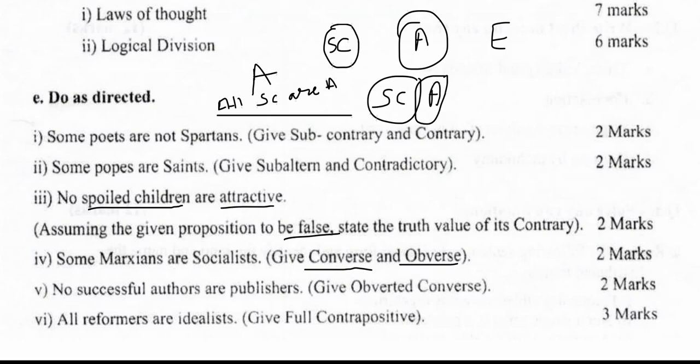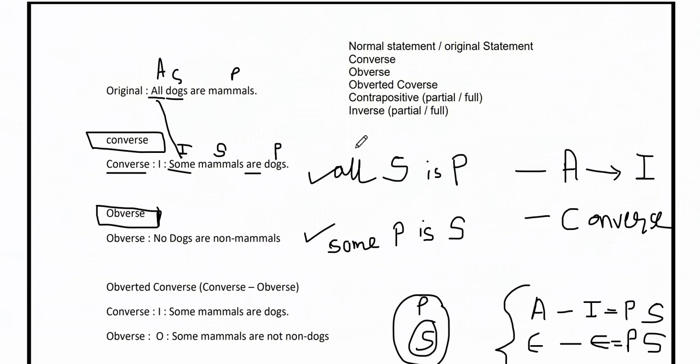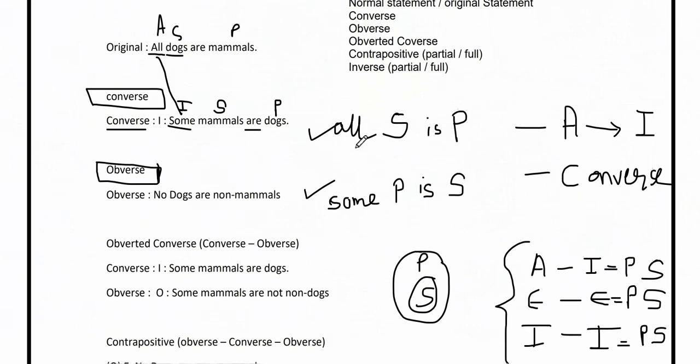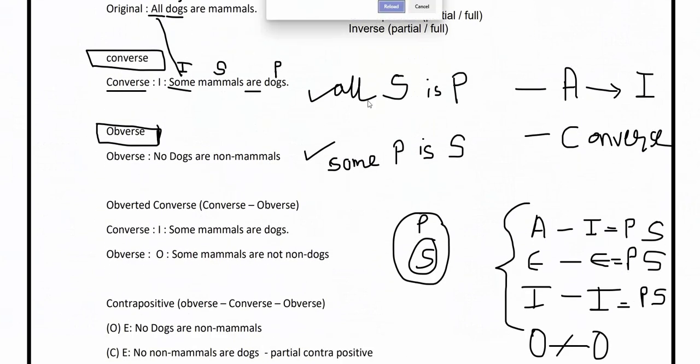So we have completed the converse and the obverse. Now let us move back to the question paper, and the next is to do the obverted converse. There are certain rules for obverted converse. Then after that contrapositive, and then inverse. So I made it very simple. I have my notes here. Let me just refresh this.